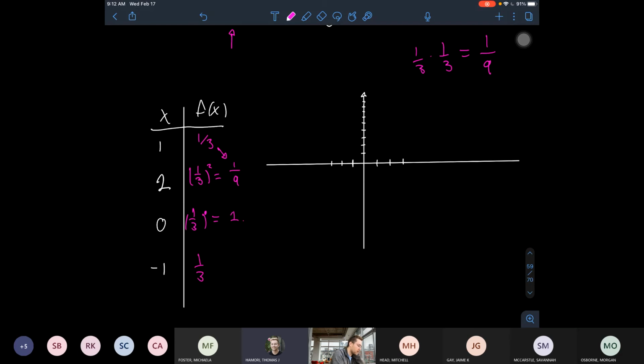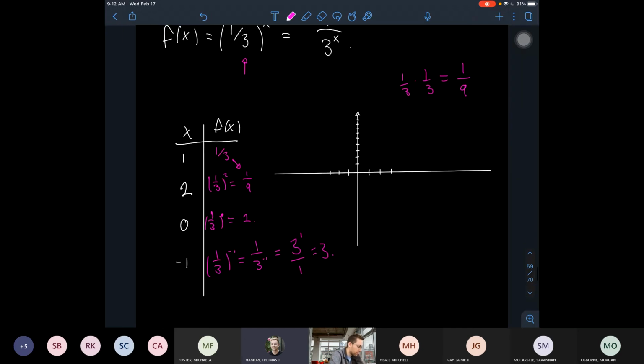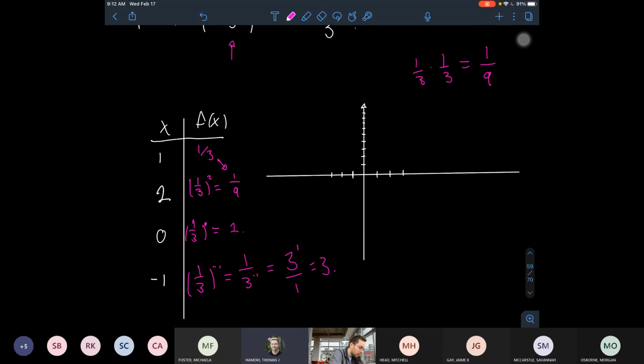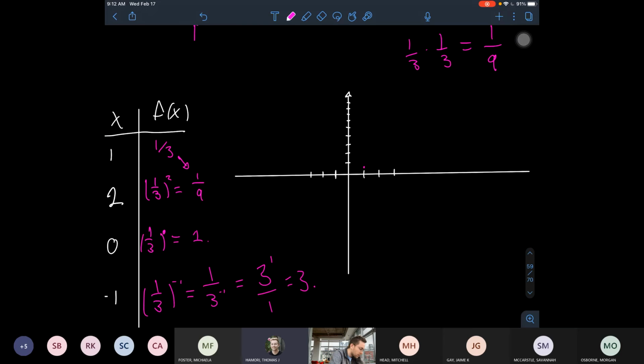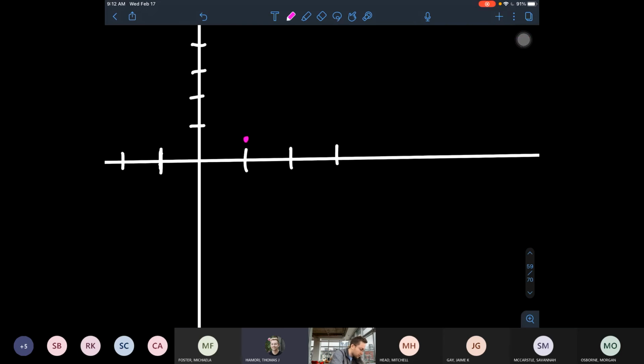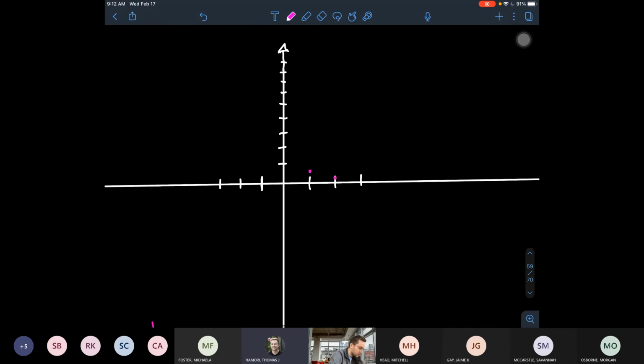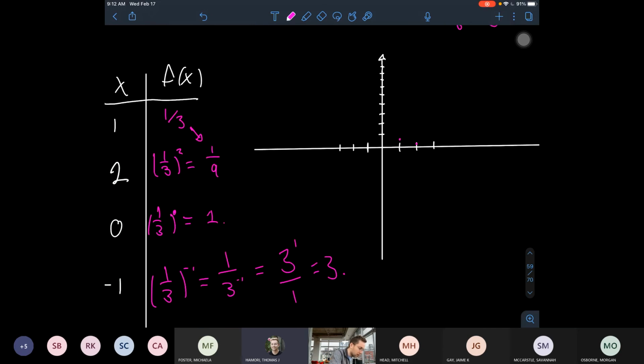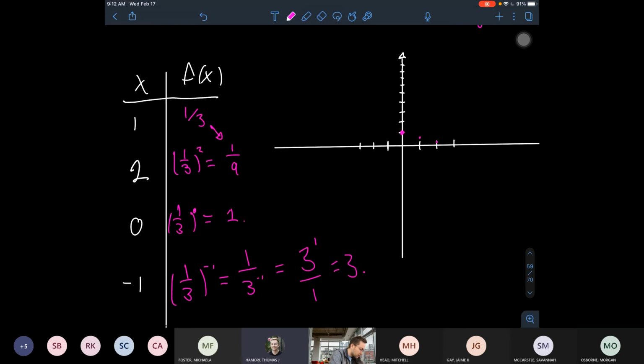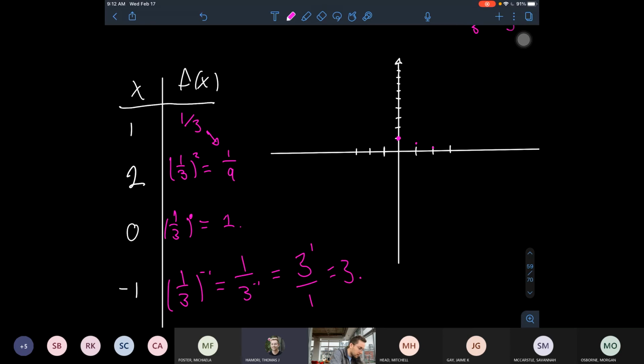And then if we were to do 1/3 to the negative first power, this would be equal to 1 over 1/3 to the first power. And if we have a negative power in the denominator, then we should move it to the numerator and make the power positive. And that would be equal to 3. Okay, so this just looks kind of flipped from the situation we had before. So let's plot these points. 1 comma 1/3, well, that's like, I don't know, right here. 2 comma 1/9 is like, I don't know, even closer to the x-axis. 0 comma 1. And then negative 1 comma 3.